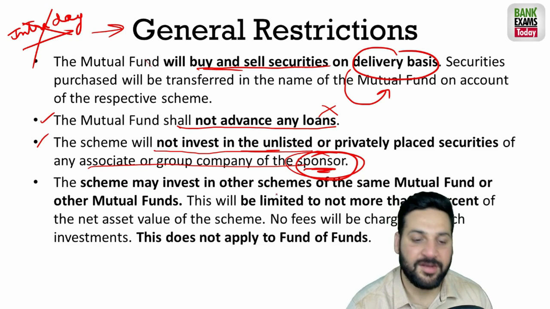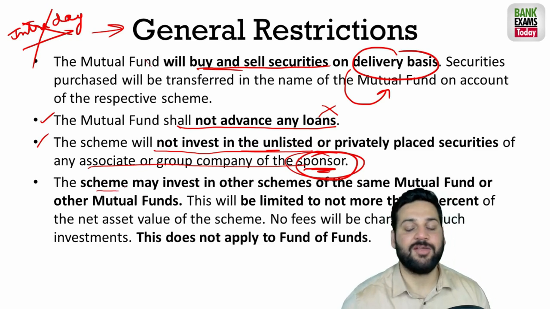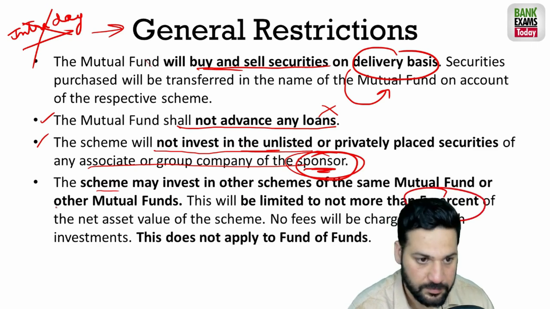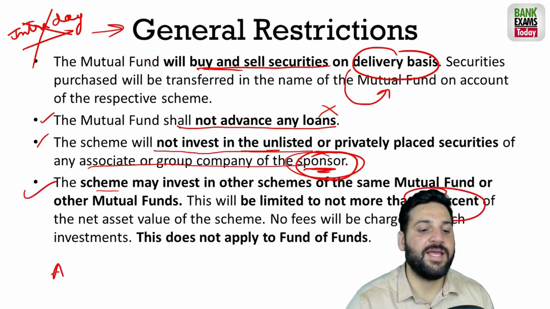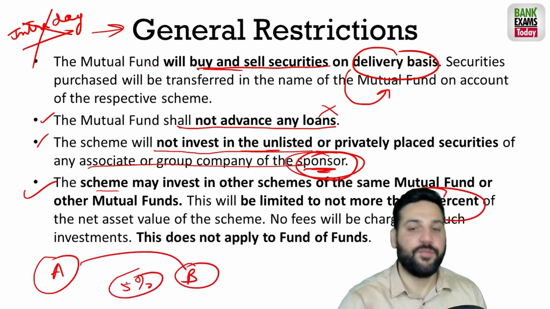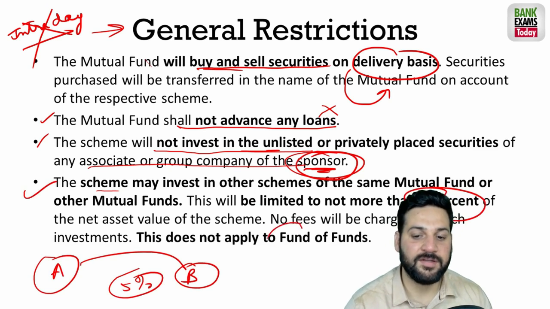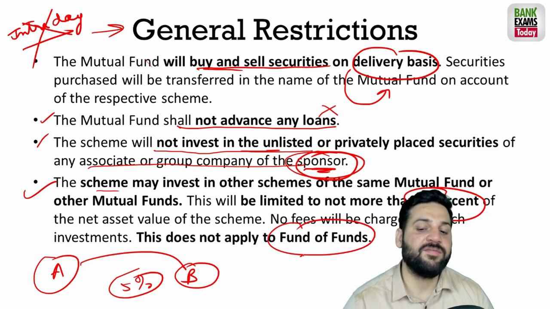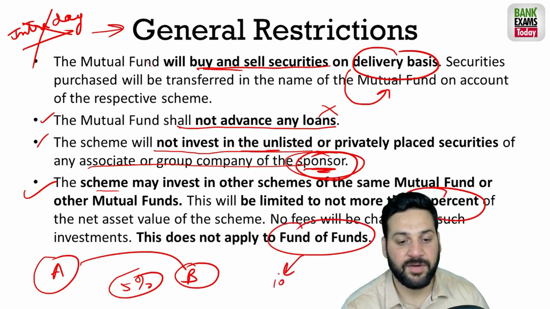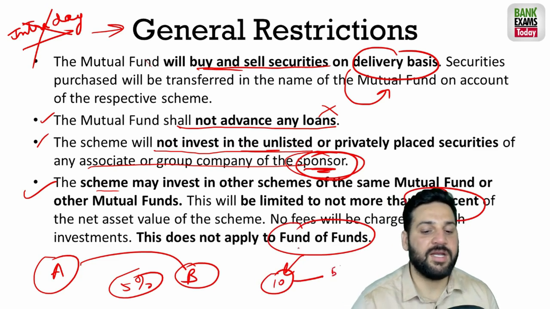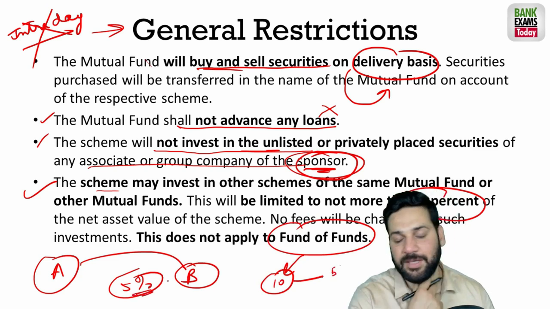Scheme may invest in other schemes. Okay, the mutual fund scheme can actually invest in other schemes, but that limit is 5%. One mutual fund A scheme can invest in mutual fund B, but the limit is 5%. Obviously, this limit is not applicable to funds of funds. If a fund of funds is investing in, let's say, 10 funds, they need to invest more than 5%. So this particular limit is not applicable to funds of funds.